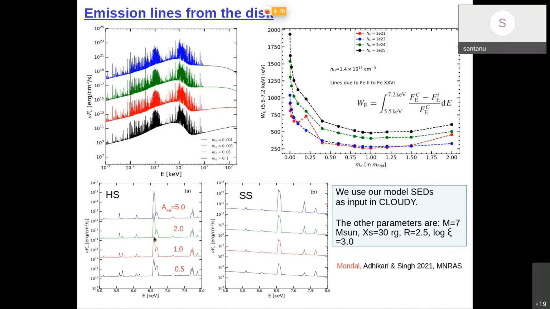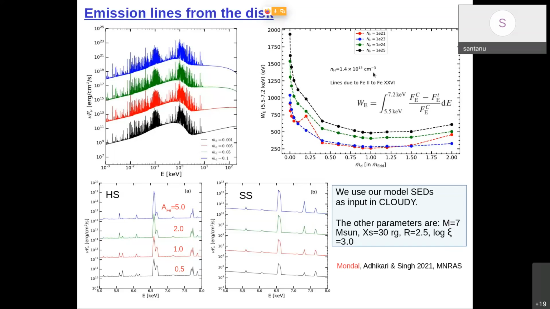This is possible because in the hard state, the radiation coming from the corona is basically hard, that is, high energy photons are mostly coming and illuminating the disk. Therefore it can ionize more species, and this intensity can increase. But in the soft state, we can see a single peak only, and as the photons are not that energetic, it did not generate any complex lines.